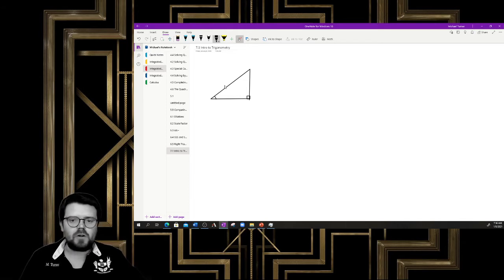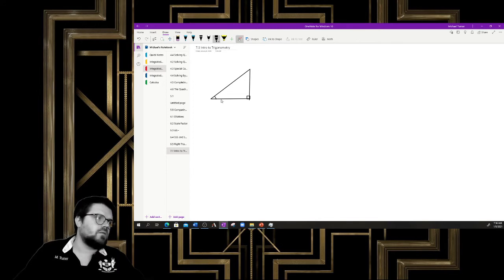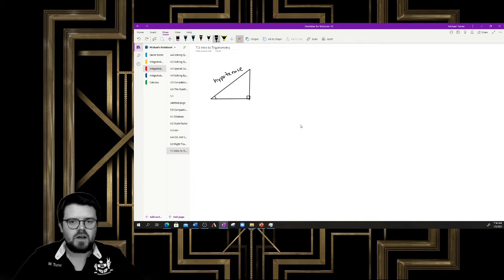For a given angle in a right triangle, and it could be this bottom angle here, it could be this top angle here, but for, let's say, this angle, there are 3 sides. There is, of course, the hypotenuse. Remember, the hypotenuse is always going to be the longest side of a right triangle. It's also going to be the side that's opposite your right angle. So the hypotenuse will never change in a right triangle.